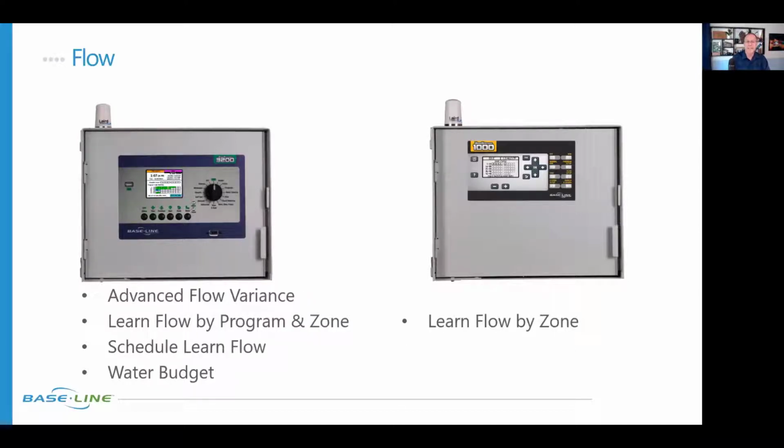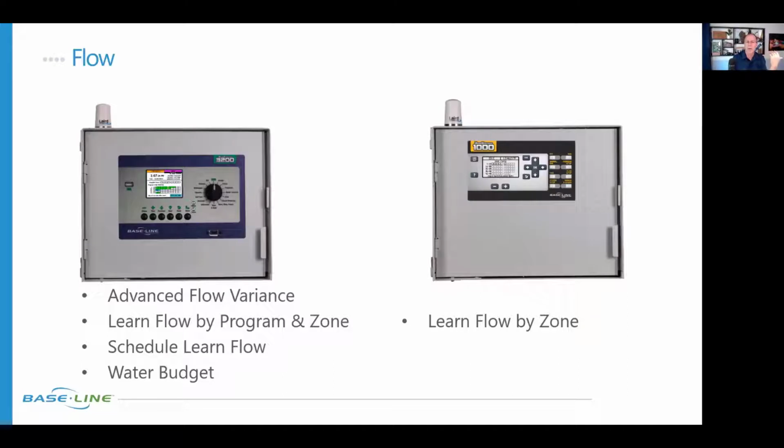I've got a second slide on flow. So there's definitely a lot of flow features that are worth talking about. The Basestation 3200 has the advanced flow variants where we don't see it on the 1000. A couple of things on the advanced flow variant. So if I have a zone that's expecting 40 gallons a minute, I can set the parameters of the variance above and below for that 40 GPM.